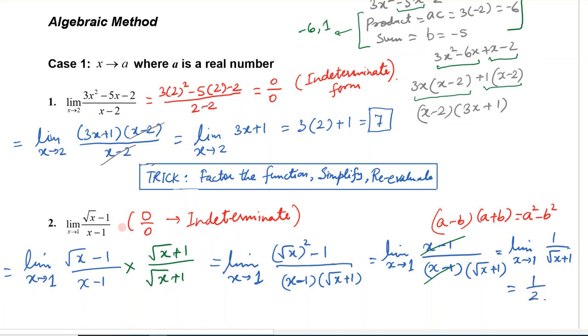So the trick is, whenever you have a square root sign in an individual term in the numerator or the denominator, multiply and divide by the conjugate. That will help you to solve the problem.